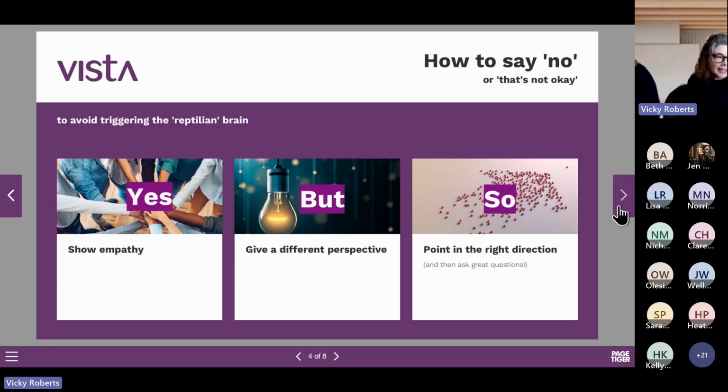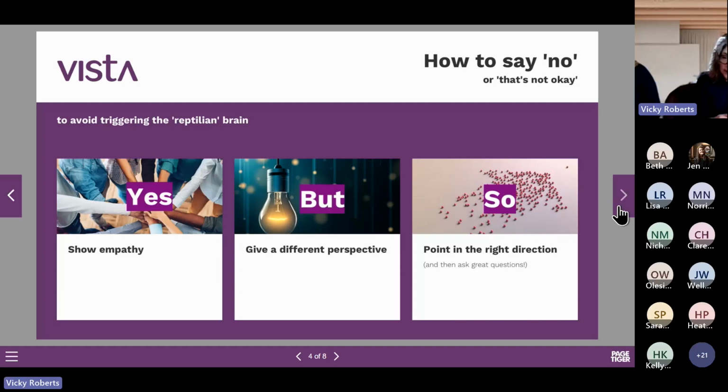And what that technique is called is yes, but, so. And as you can see from that, the yes is not agreeing that, yes, that's a funny joke. It's empathizing. I get it. I understand. I appreciate. Whatever someone's normal language would be in terms of showing empathy. So that's beginning to calm my reptilian brain down to that negative feedback.